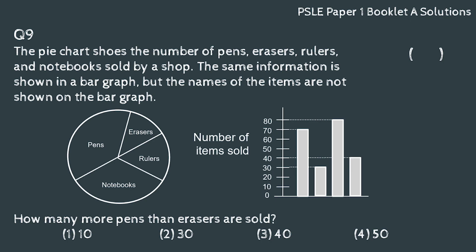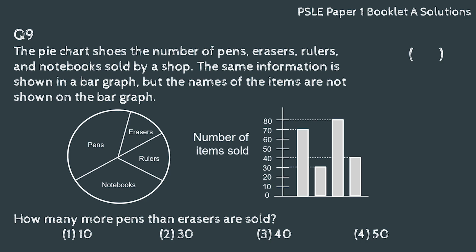Question 9. The pie chart shows the number of pens, erasers, rulers, and notebooks sold by a shop. The same information is shown in the bar graph, but the names of the items are not shown on the bar graph. How many more pens than erasers are sold? This is a statistics question.